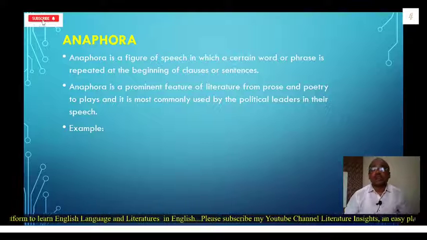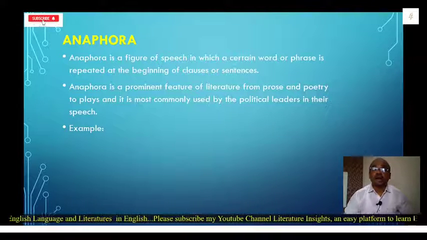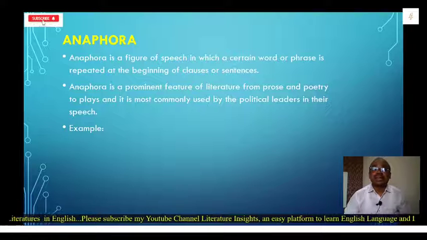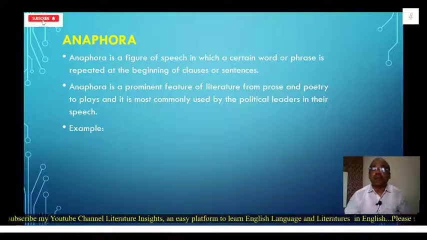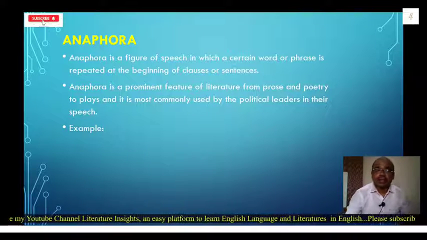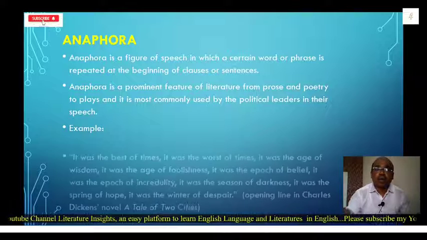We have seen in our earlier tutorial on figures of speech, part first, alliteration. In alliteration we have seen that some sounds are created at the beginning of words. In the same manner, some word or phrase is repeated again and again at the beginning of a clause or a sentence. So here is an example of anaphora.